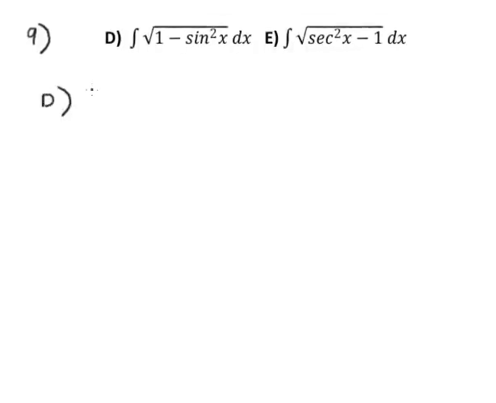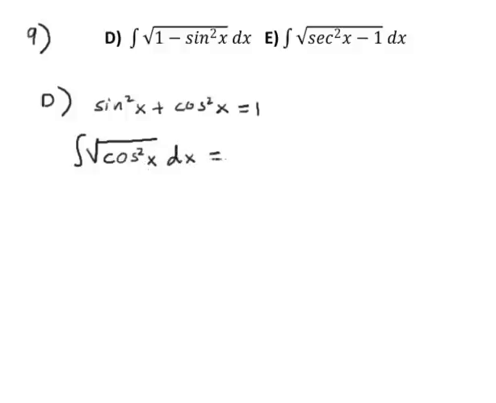For 9D, we use the trig identity sine squared x plus cos squared x is equal to 1. So 1 minus sine squared x is equal to cos squared x. So we'll substitute cos squared x underneath the square root, and we do that just so that the square root pops off. We have the square root of cos squared, so we just get cosine x, which is equal to sine x. The derivative of sine x is cosine x.